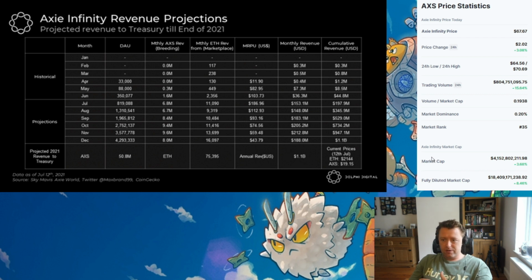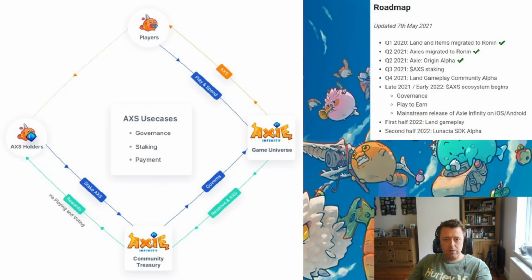But this is where the divergence starts to come in. If you look at where that revenue's come from, the sale of land, AXS holders aren't entitled to anything to do with that. The marketplace fees as well, they do go to the Treasury, and staking will be set up, but at the current point in time, it doesn't appear that there's any benefit to holding AXS tokens in that respect. And if we look here, the use cases, you've got governance, which late 2021, early 2022 is when they want to implement this.